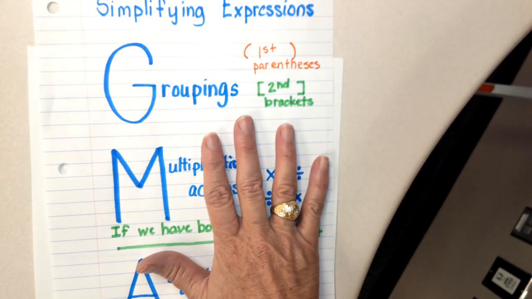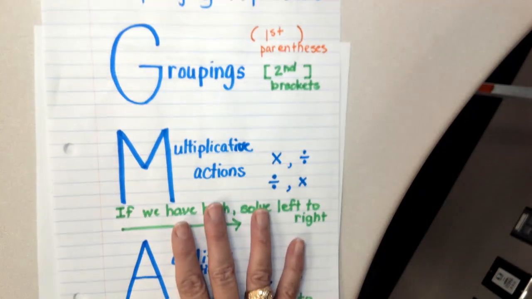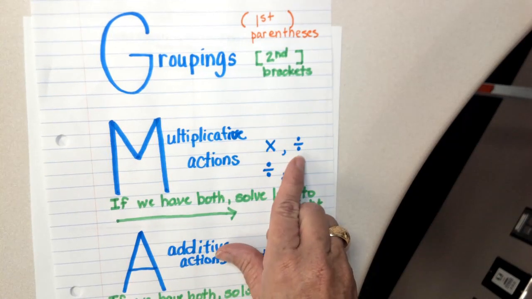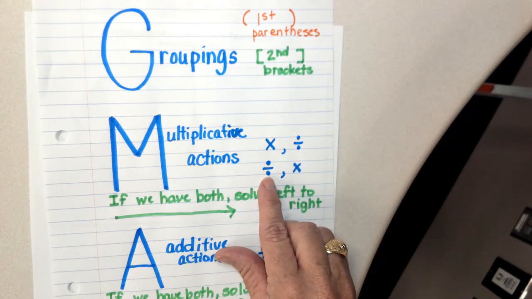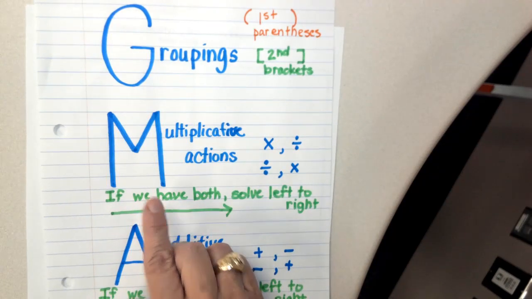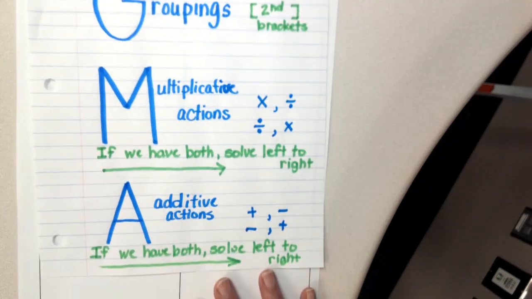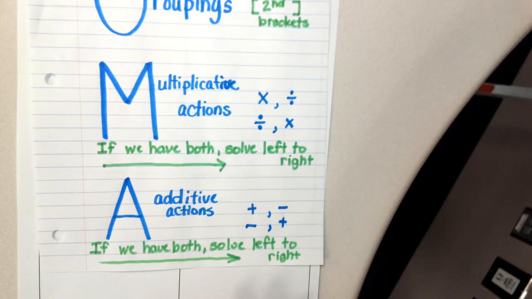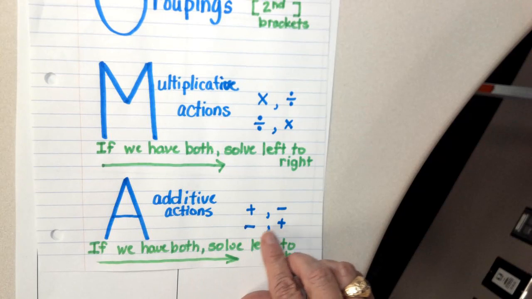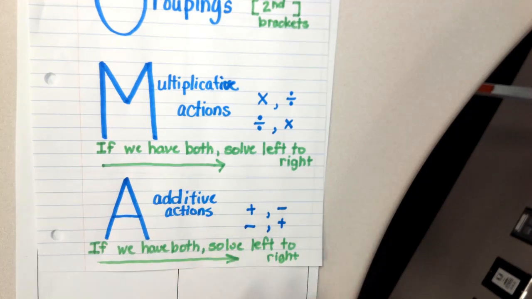Then once we solve all the grouping symbols, we're going to go ahead and solve the multiplicative actions. Multiplicative actions would be any multiplying or dividing symbols, and if we have both, then we want to solve whichever one we see first when we're looking at the problem from left to right. And then finally, after we've solved grouping and multiplicative actions, we would look for any additive actions that are left unsolved, and so that would be any adding or subtracting actions. And if we should have both of them, the one that we would solve first again is the one that you see first from left to right.